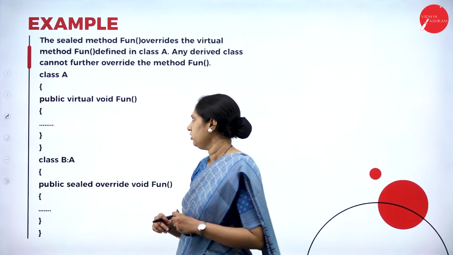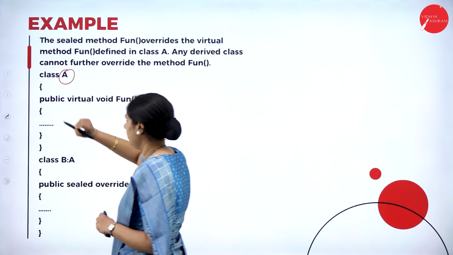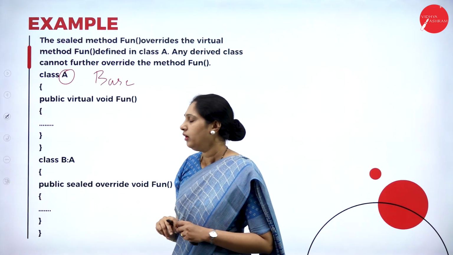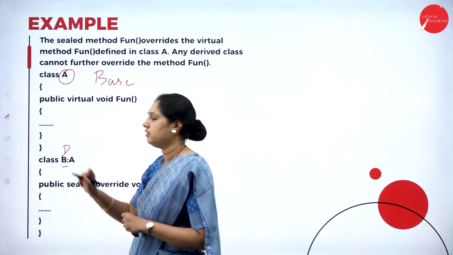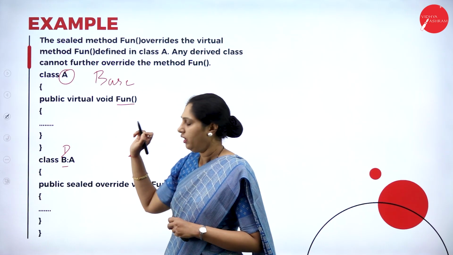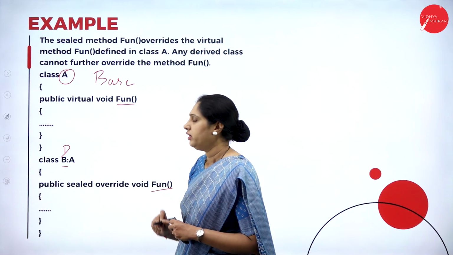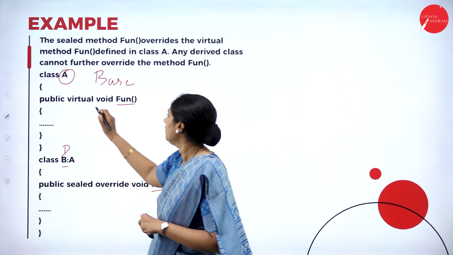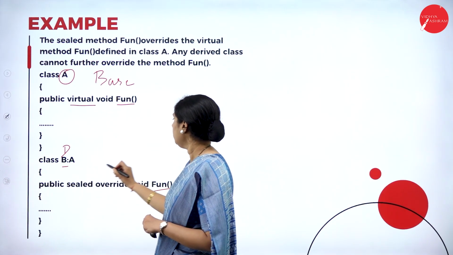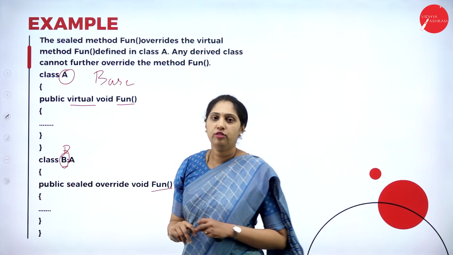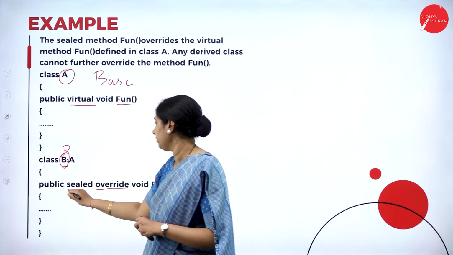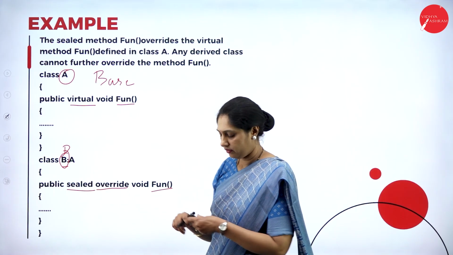So we already know that this is class A, this is base class. Then what about B? This is derived class. I'll say D. So what happens is we have a function fun and we have the same function fun. In the base class, we have to use the word virtual. This is reserved word, keyword. Then in the derived class B, I have to use override. This is also a keyword, but I'm making it sealed. Another keyword is there.